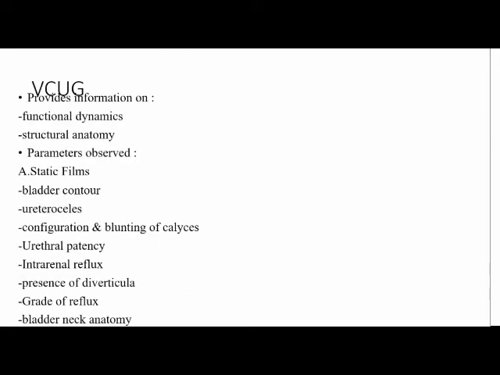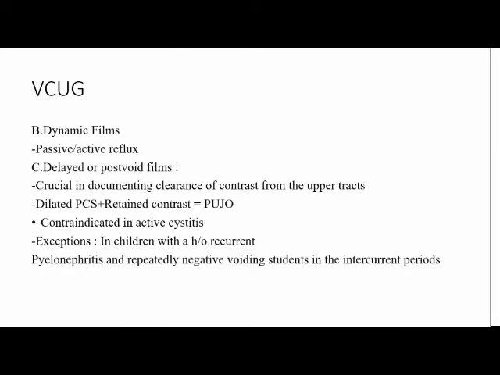Coming to the MCU, we'll know the functional dynamics and structural anatomy. In static films, we see the bladder contour, ureteroceles, configuration and blunting of the calyces, urethral patency, intrarenal reflux, presence of diverticula, grade of reflux, and bladder neck anatomy. In dynamic films, passive or active reflexes can be seen. In delayed or post-void film, we document the clearance of the contrast from the upper tracts.